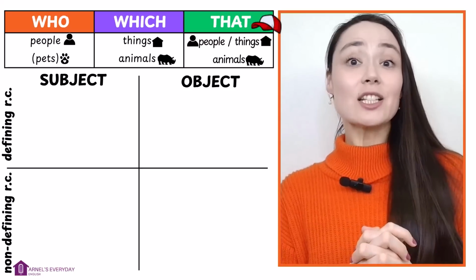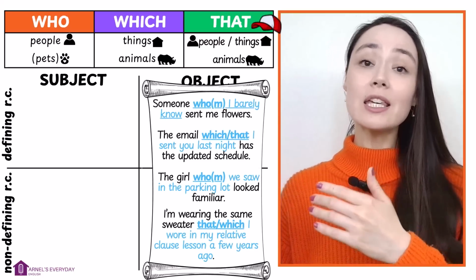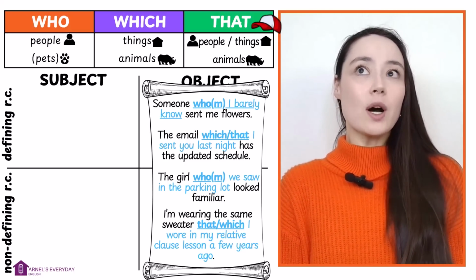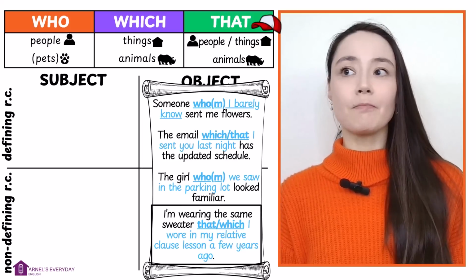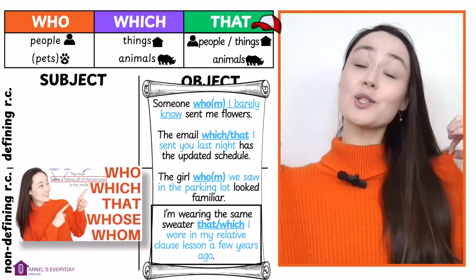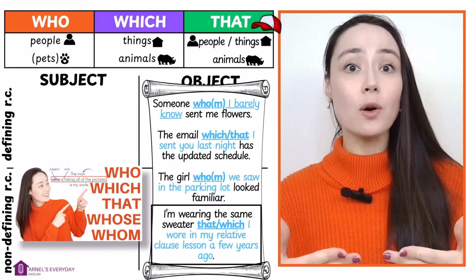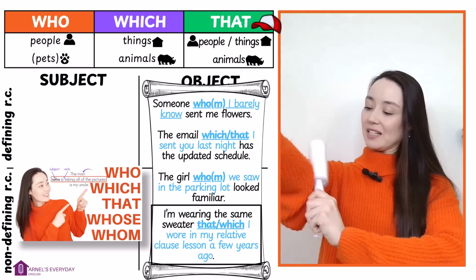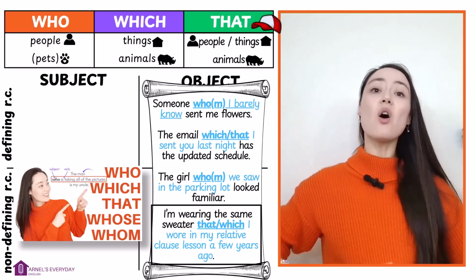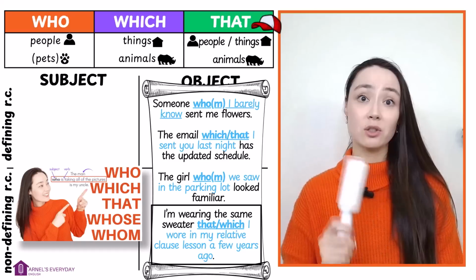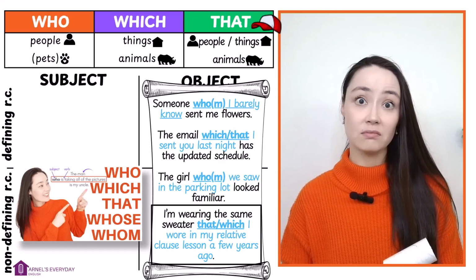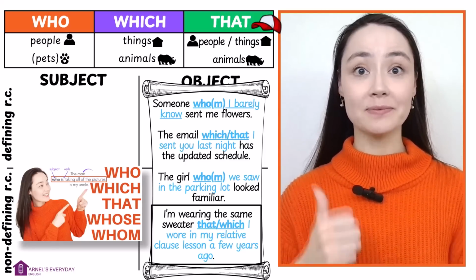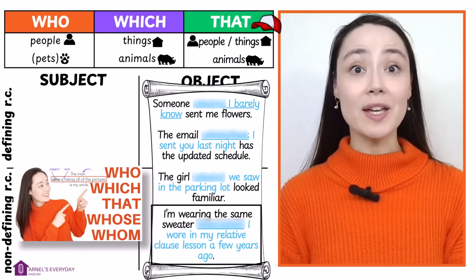Okay, let's look at the top right-hand box. Here are all of the examples we looked at in this box. And I'll add one extra example. I'm wearing the same sweater which I wore in my relative clause lesson a few years ago. I mean, this sweater is getting kind of old now, but I wanted my videos on the same topic to look consistent.